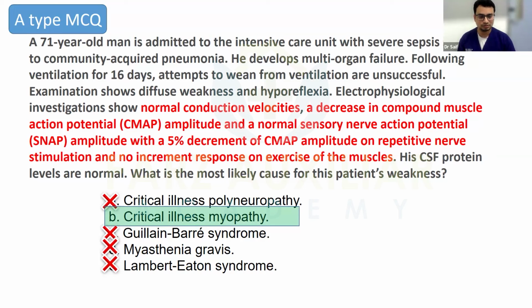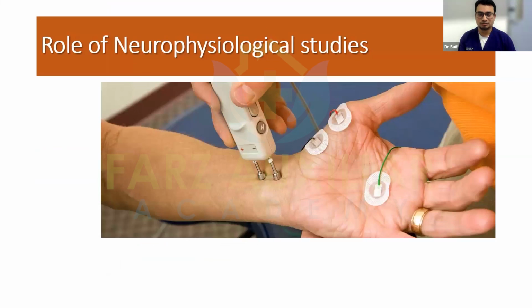These electrophysiological features are consistent with axonal degeneration and show low amplitude of CMAP and SNAP with near normal conduction velocity. But we will explore it more in this slide. So, the role of neurophysiological studies. What are the neurophysiological studies? First of all, we have nerve conduction study and electromyography. These two types of study we perform in ICU for neuromuscular diseases.